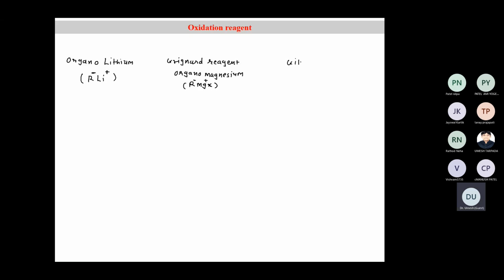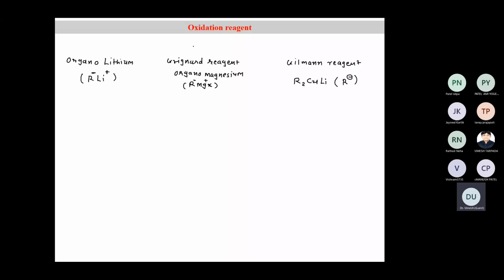And the third one is the Gilman reagent, that is nothing but dialkyl copper lithium, R2CuLi. Again this is an R minus supplier. So the nucleophile becomes R minus.